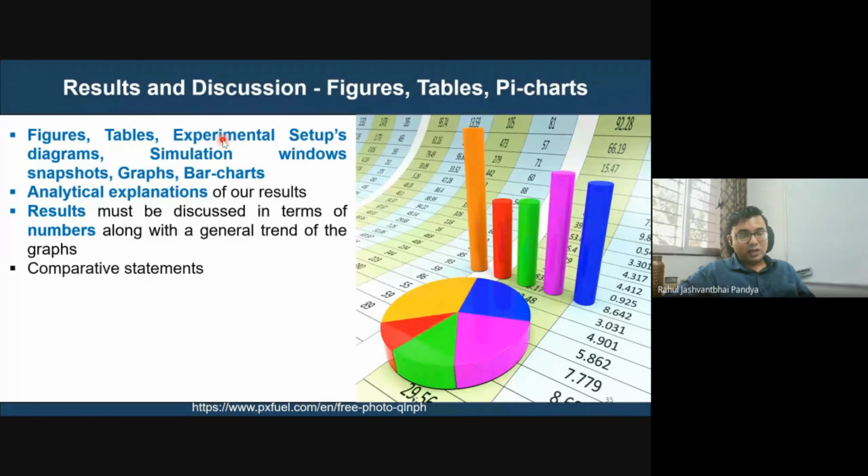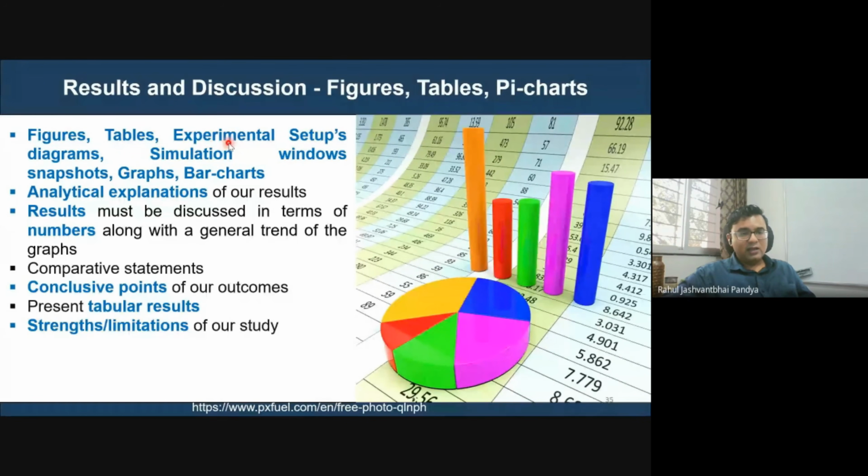It should have some sort of comparative statements with the existing studies. Sometimes we can beat ourselves by placing some sort of conclusive points, right? We can say our method number 2 is beating method number 1 by, let's say, 5%. So those kinds of things. We should present tabular results, summarizing everything, right? We should present the strengths and limitations of our study. What are the strengths, what are the limitations, and other things.